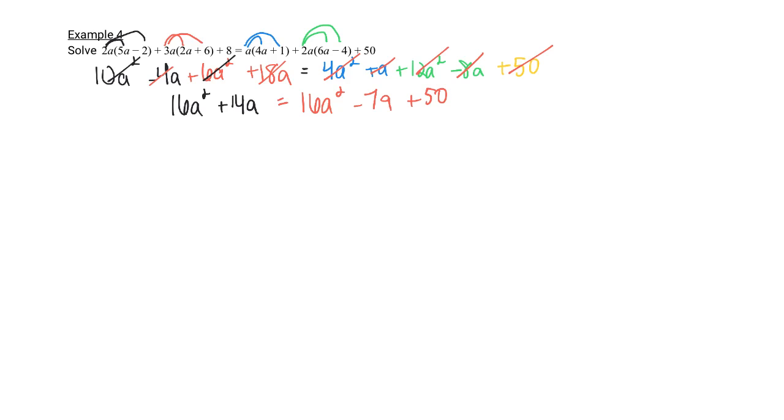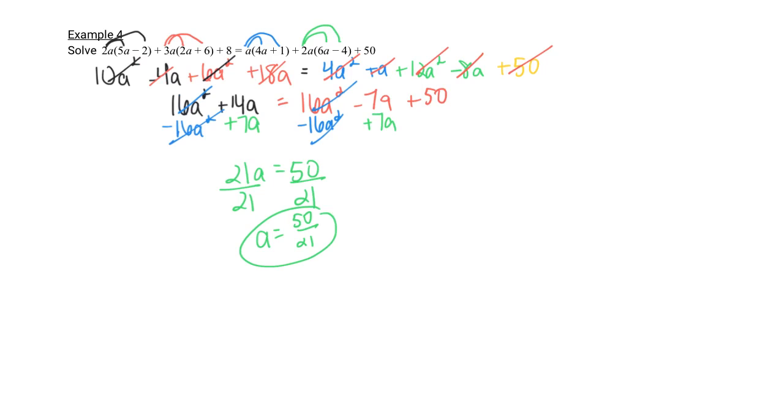All right, so let's get all the like terms together. I'm going to subtract 16a squared from each side to get those together. Well, 16 minus 16 is 0, so my a squareds are gone. How about we add 7a to each side? And I get 21a equals 50. I can divide both sides by 21, and a is 50 over 21. That's the answer.